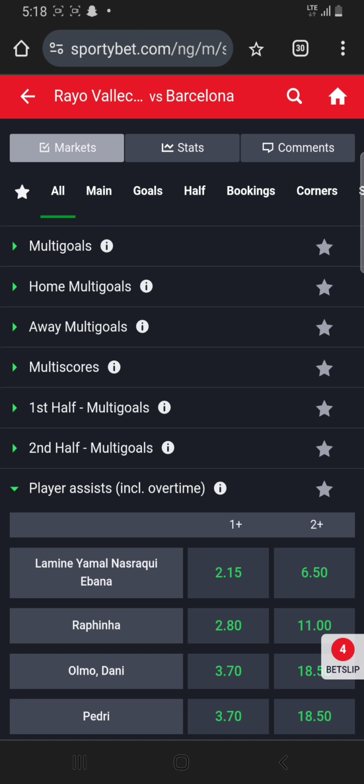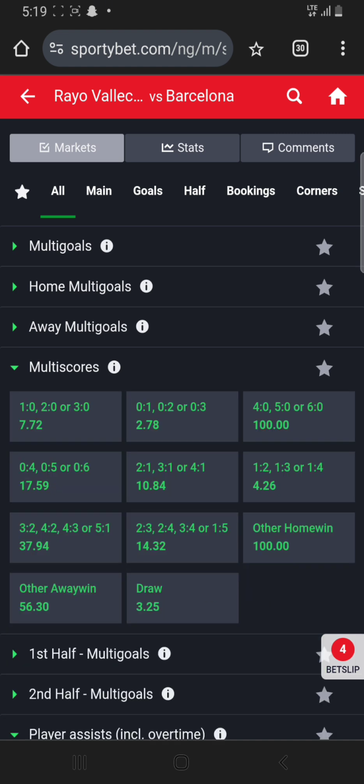Let's ride on to multi-score, guys. Just as the name implies, multi-score. From the word score, it means what? Correct score. It is a correct score prediction or a correct score option. But because you are now given multiple options to select what will be the scoreline of a regular football match, it is now called a multi-score option.